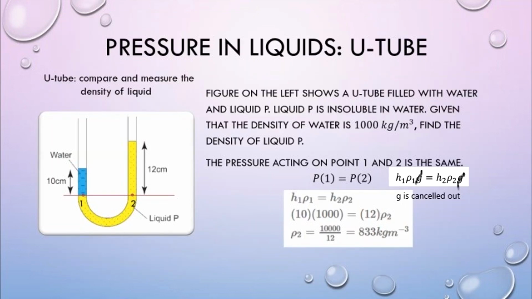We can see one of the applications of pressure in liquids in the U-tube. So what is the U-tube used for? The U-tube is used to compare and measure the density of liquids.